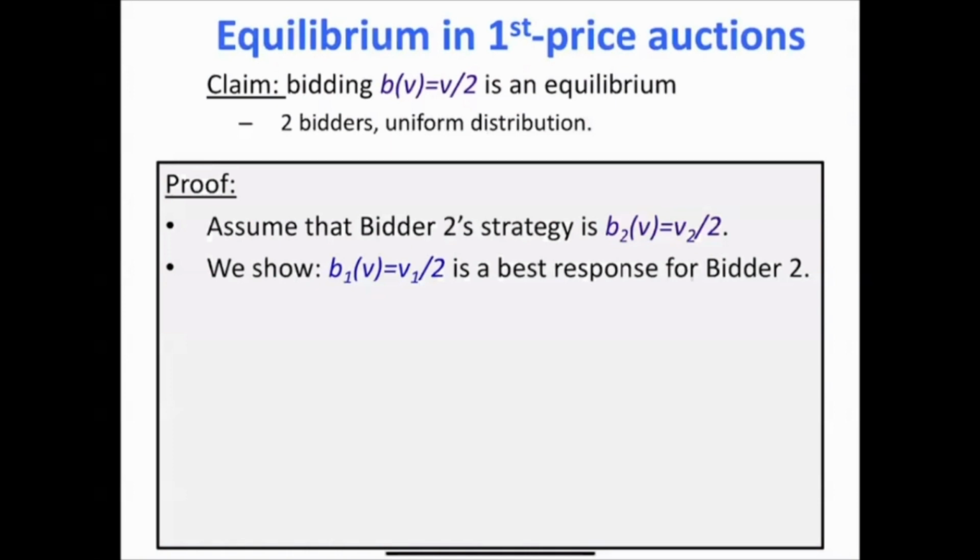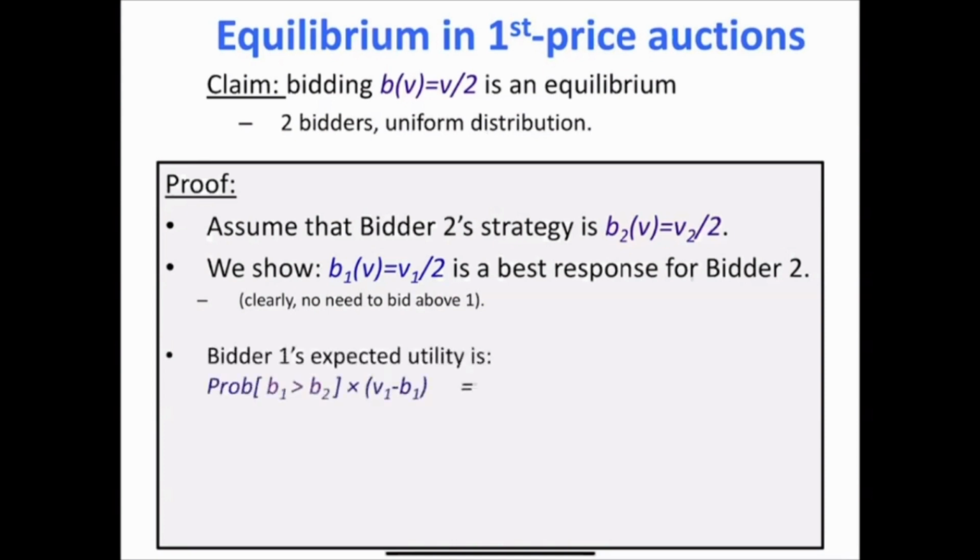And we need to show that if bidder 2's strategy is that, then player 1's best response is also to bid half. So clearly, there's no point bidding above 1 because the intrinsic value is between 0 and 1, isn't it? We need to calculate bidder 1's expected utility, and we will say that in that expected utility, bidding half is the best option they've got. They don't want to deviate from that. That's basically the underlying mechanism.